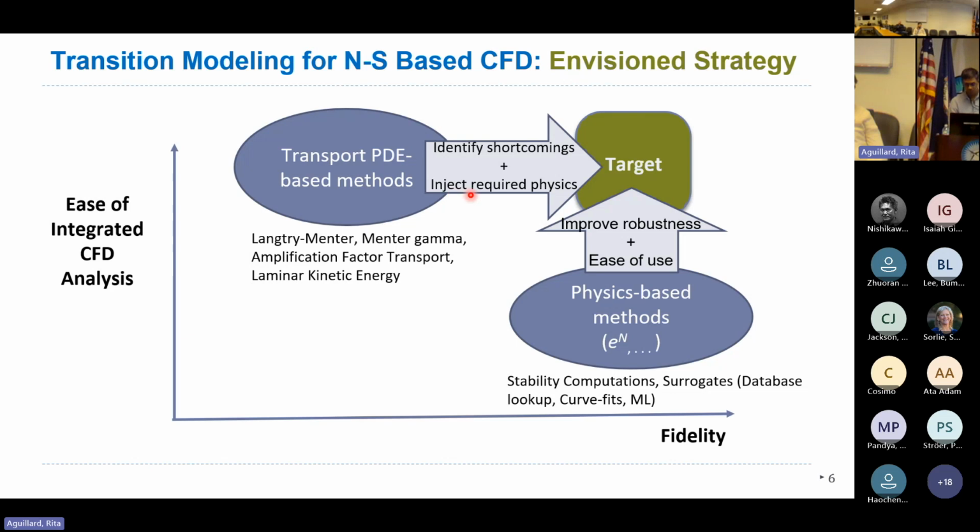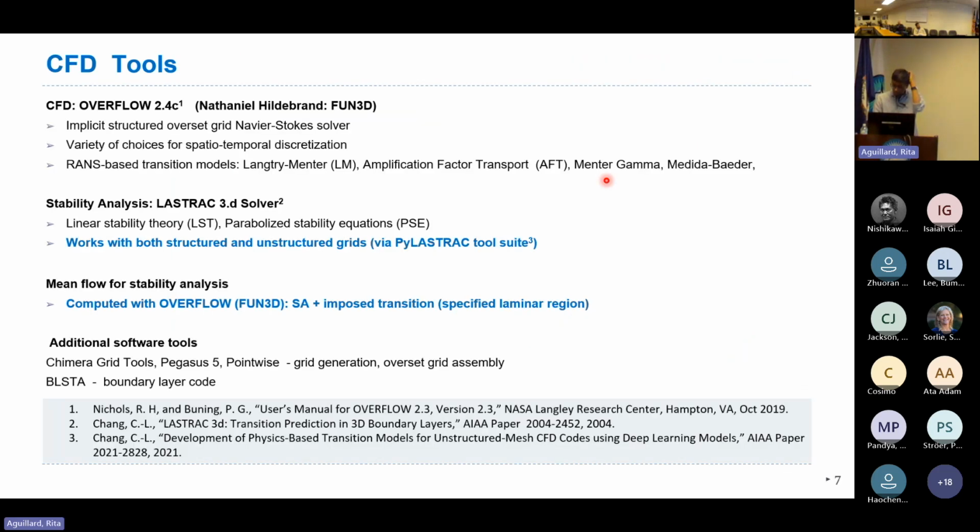So in terms of the physics-based methods, what we want to do is improve their robustness and ease of use, so that a non-expert user can quickly use these tools without thinking, almost like using it like a black box. On the other end, we want to inject more physics into these transport-based PDE methods and improve them. That way you have two different approaches which you could use to come at the same answer and use it as a cross-validation also. So that's the goal of this whole project.